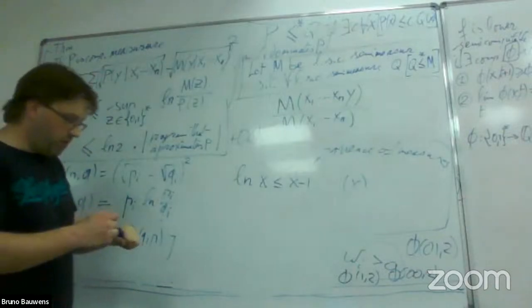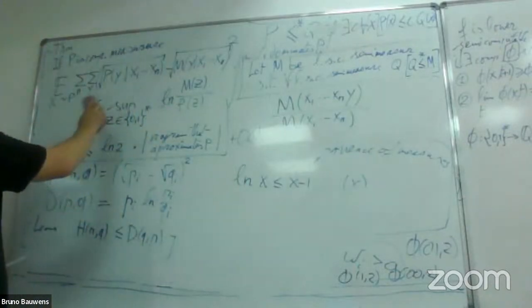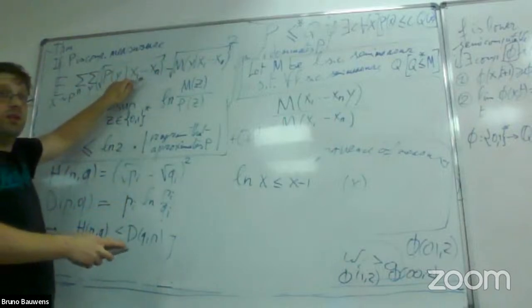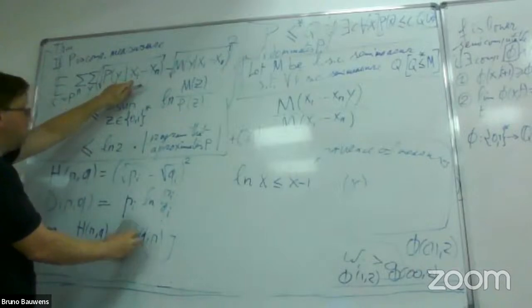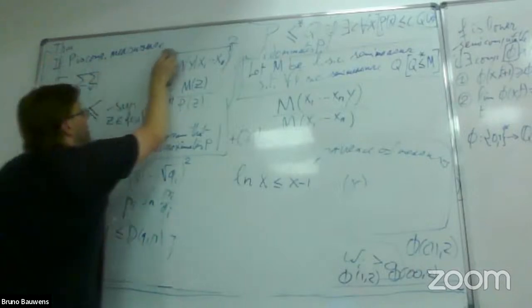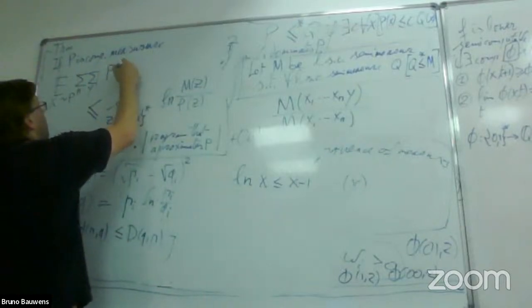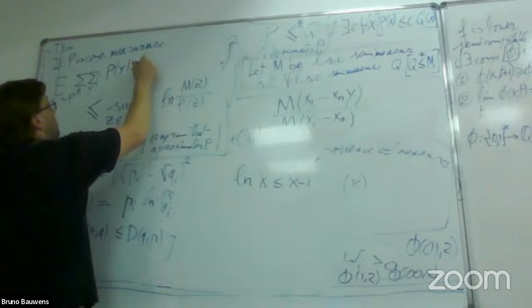So here we will use, okay, I will delete it and write what we need to prove now. So we will use the bigger one. And so we will have the sum of P(y given...), let me abbreviate.